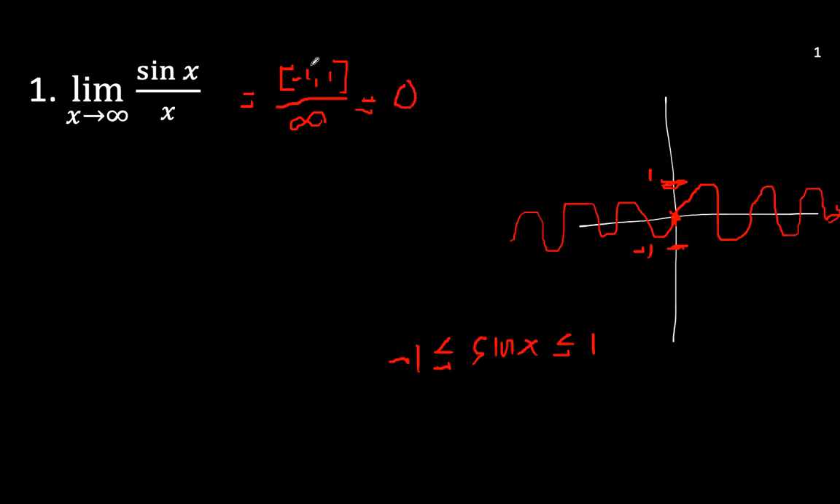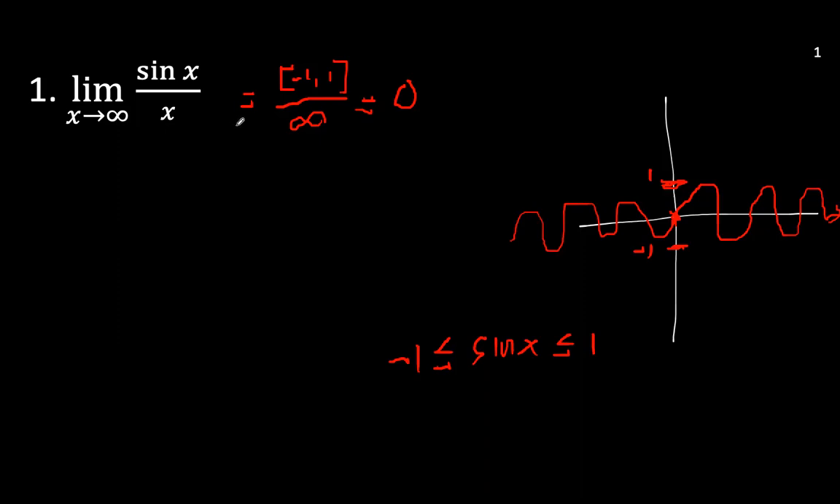So therefore, whatever the value of the numerator here, since it's just so small, from -1 to 1, while the denominator is approaching infinity, the fraction approaches 0. That's why the limit of sine x over x as x approaches infinity is equal to 0. Okay, so that's our answer, by analyzing the specific values of the numerator and denominator.